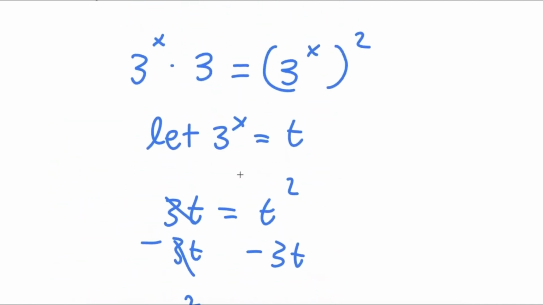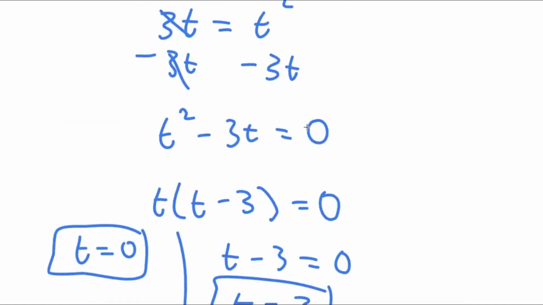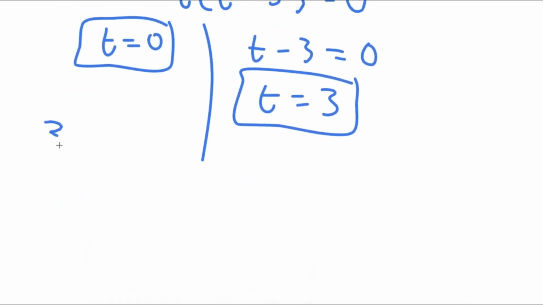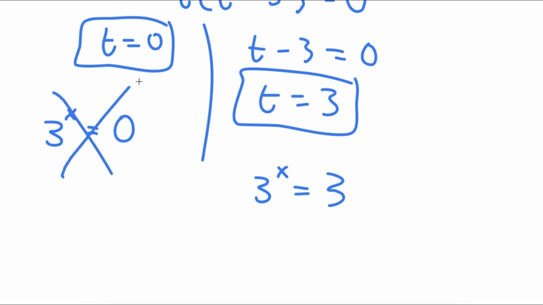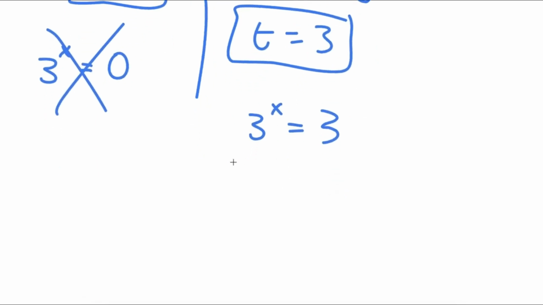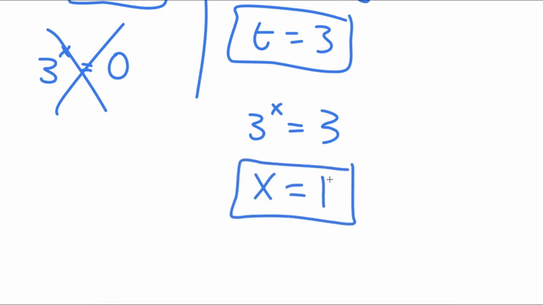So now remember how we set 3 to the power of x equal to t. So I have two equations: 3 to the power of x is equal to 0, and 3 to the power of x is equal to 3. So for 3 to the power of x equals 0, well, you can't take the power of a number and make it equal to 0. Nothing to the power of anything is equal to 0. Now 3 to the power of x equals 3, well, 3 to the power of 1 equals 3. So x is equal to 1, and this is my answer.